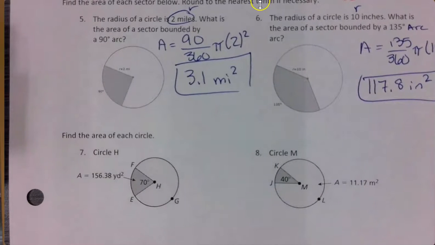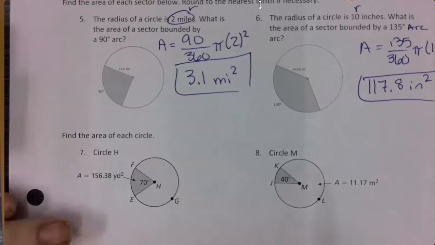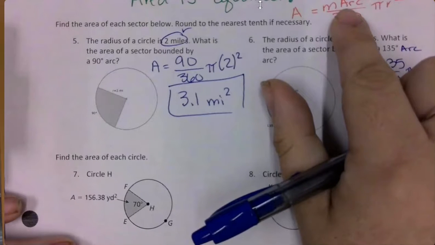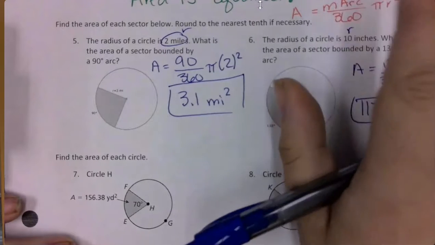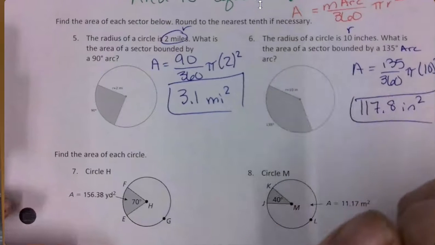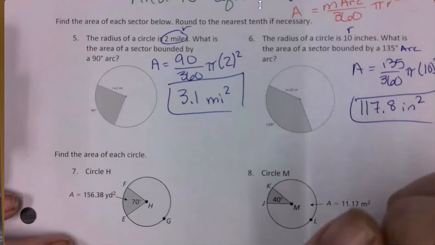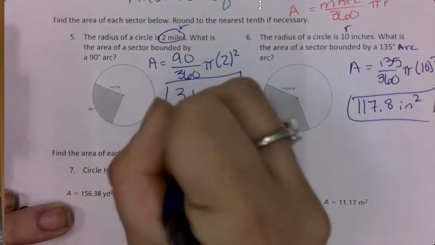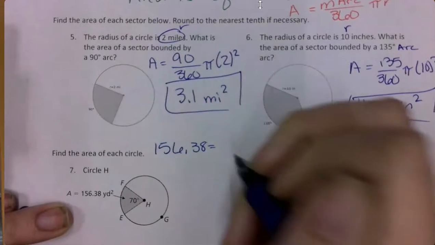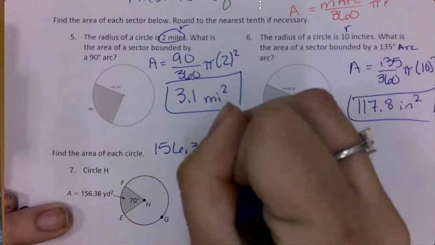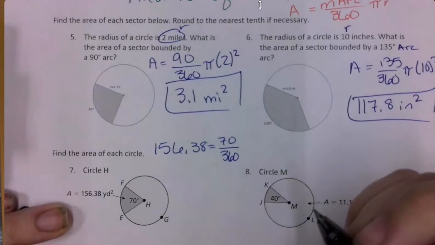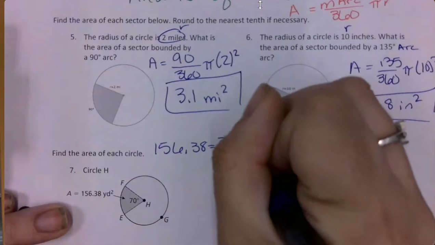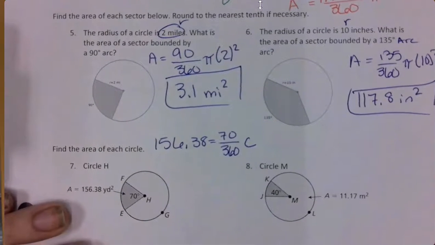On 7 and 8, I am working backwards. I'm still using that area formula I have up above, but I am searching for the measure of the arc. I'm searching for the area of the whole circle. So I know that the area here is 156.38. I know the measure of my arc is 70 over 360. And this is going to be the circle area. So I'm going to use C for circle area.